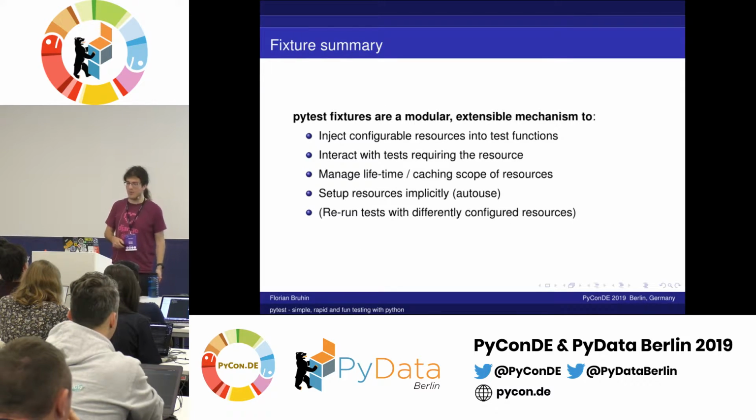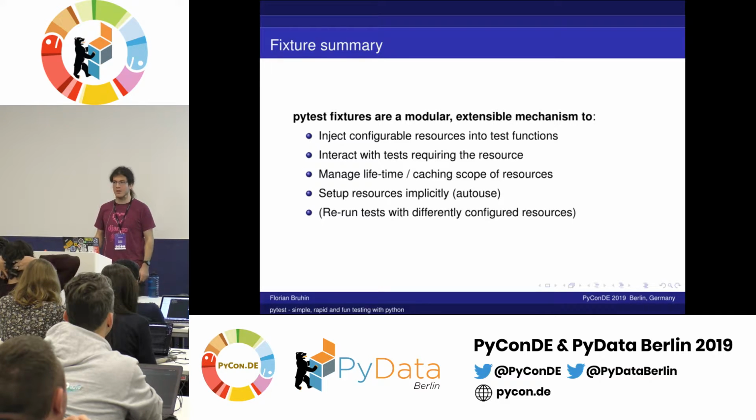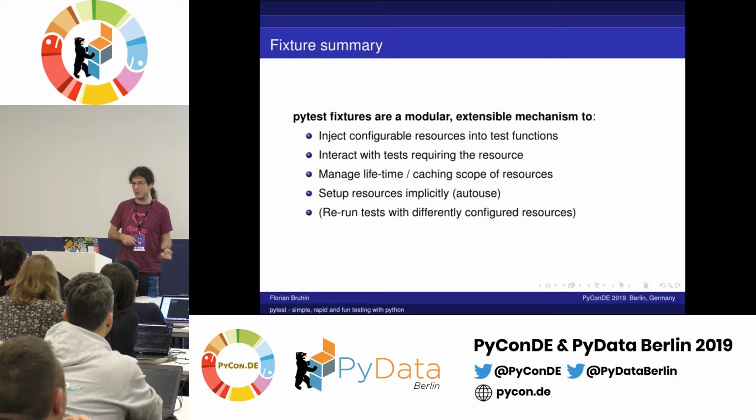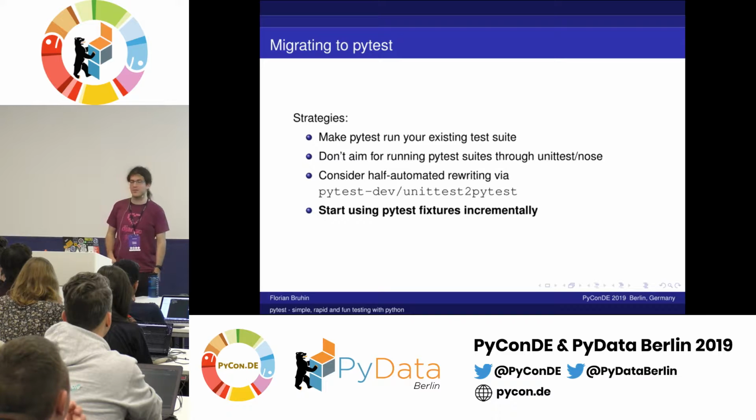So, wrapping up about fixtures, you can use them to inject resources into test functions. You can manage the lifetime of those resources by caching. You can set up things implicitly using autouse. And you can also rerun tests with different configured resources, which I couldn't show in full, but I hope you got a first impression of how things look. So, if I convinced you that PyTest is cool and you want to use it, how to migrate to it?